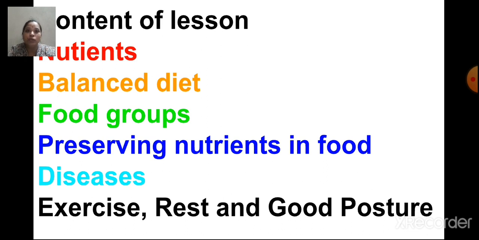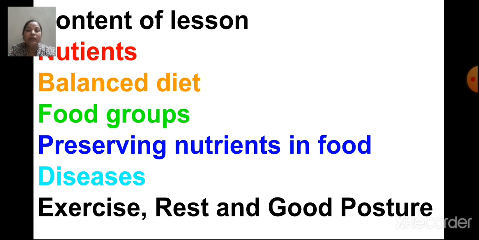We have also discussed balanced diet. So what is a balanced diet? Yes, a diet that provides the right amount of all the nutrients as well as water and roughage is called a balanced diet. We have discussed various food groups.